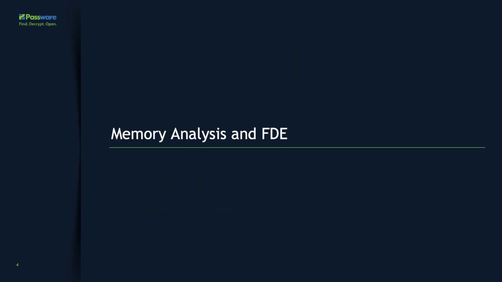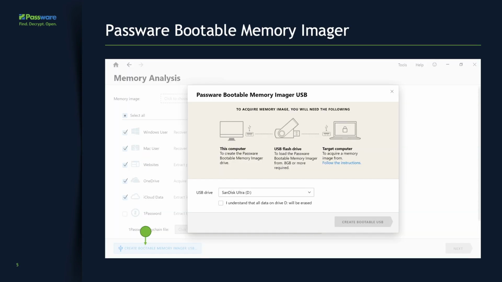More so now than ever, live memory analysis is an essential method in the process of securing interpretable electronic evidence, and so we've improved our support for this in version 2021 v1. A live memory image of a target machine has the potential to reveal passwords and encryption keys for disks and files. The new built-in tool, Passware Bootable Memory Imager, is now available from Passware Kit Forensic, and this can be found in the Memory Analysis section.